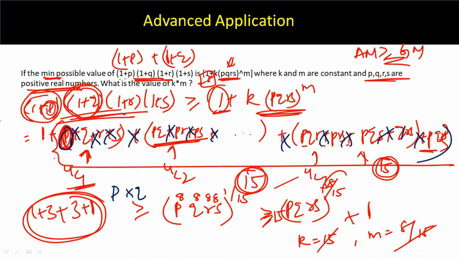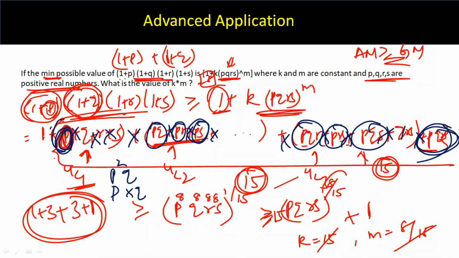Right? For GM, all the terms get multiplied to the power 1 by 15. Now when you're multiplying all the terms, you will just count the terms that have p in them. For example, p when multiplied by pq gives p square q, which when multiplied by pr gives p cubed. This is p to the power 4, p to the power 5, p to the power 6, p to the power 7, and this is p to the power 8.